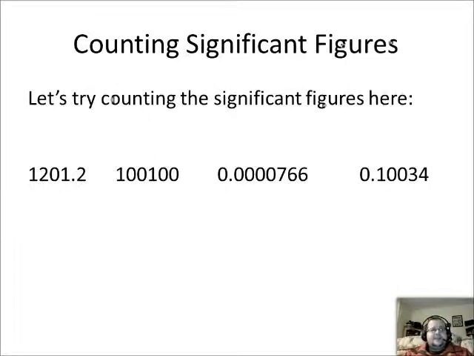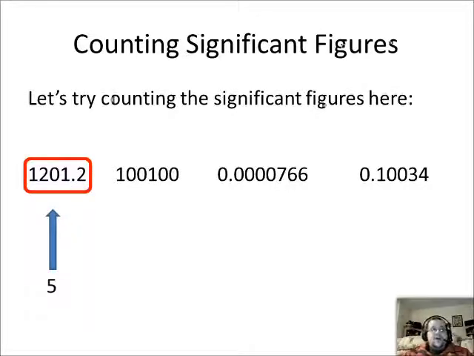Let's get a little bit of practice in for counting significant figures. We have to be able to count our sig figs if we're going to do calculations with them. Starting on the left, 1201.2 has a trapped zero between the 2 and the 1, and all of the non-zero digits count, so we're going to put a little red box around all of the significant figures. We've got a total of 5 sig figs.